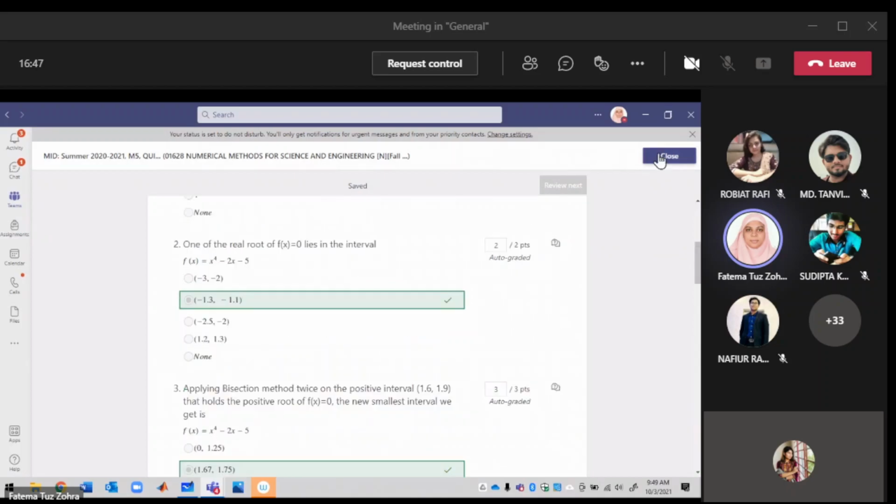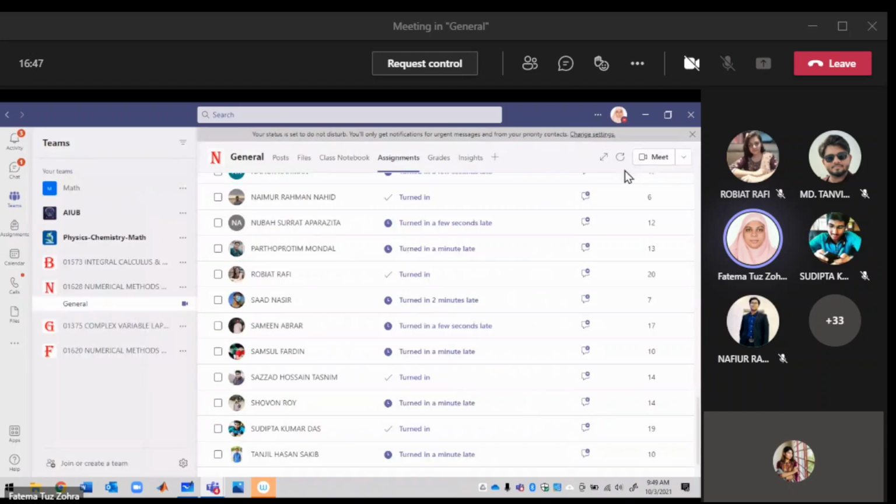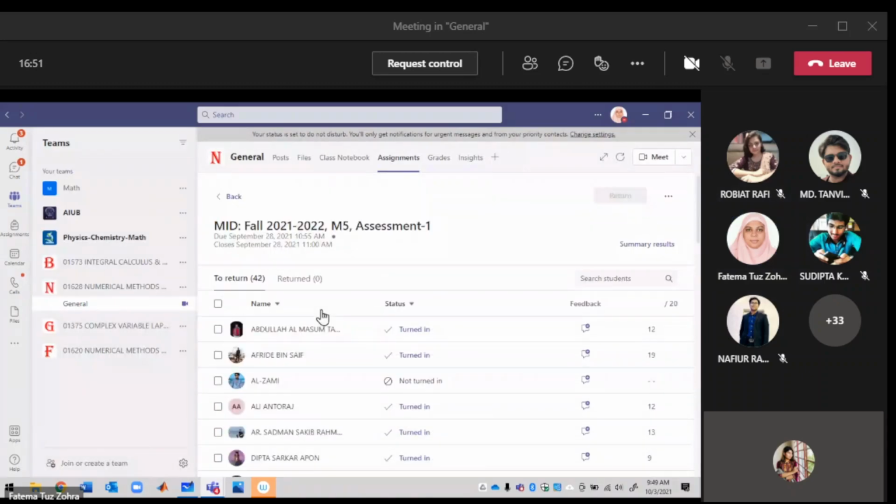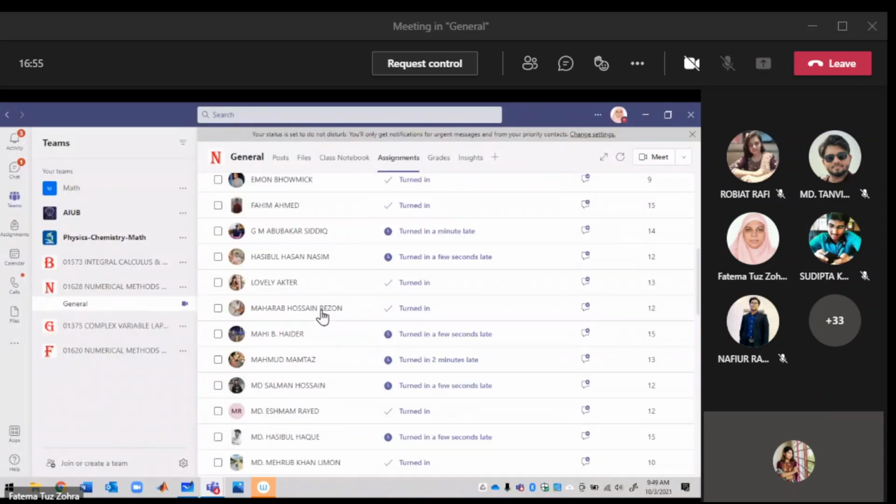So how was the question? Ma'am, the question was good this time. The question was good. I noticed many of you just submitted within 15 minutes. Within 15 minutes, you have submitted all your answer script or submitted the MCQ in Teams. But others who are taking that long time, may I know the reason why?